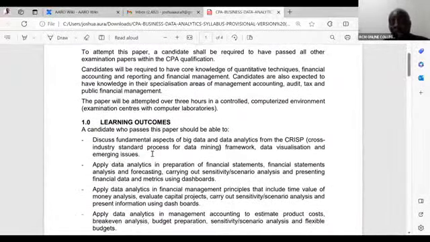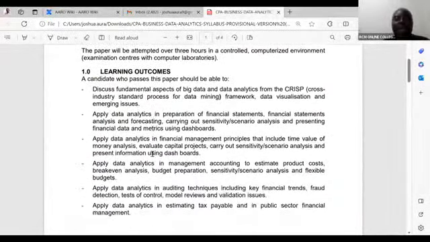You shall be required to go to KASNEB examination centers with your own laptops. So what are the learning outcomes? A candidate who will be able to ace this paper should be able to discuss fundamental aspects of big data and data analytics from the CRISP. CRISP basically stands for cross-industry standard process for data mining. Data mining is a key thing.